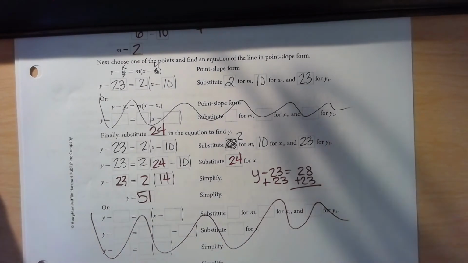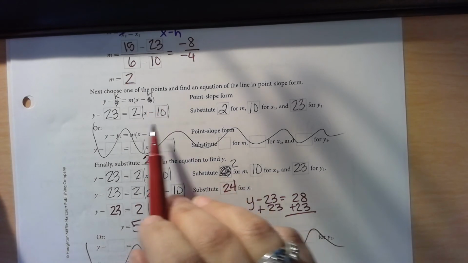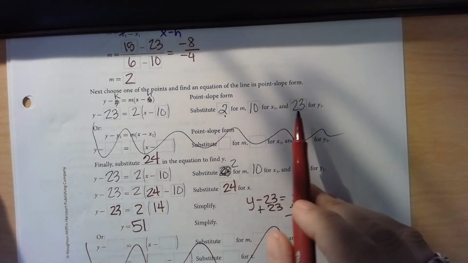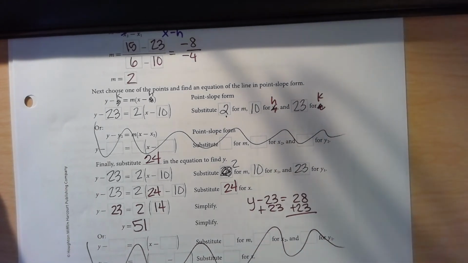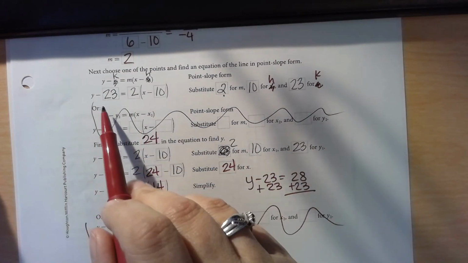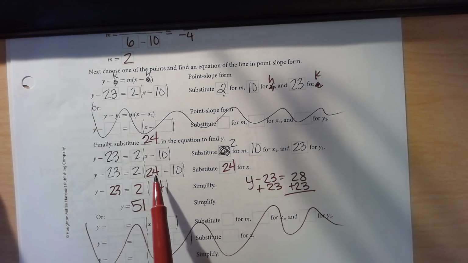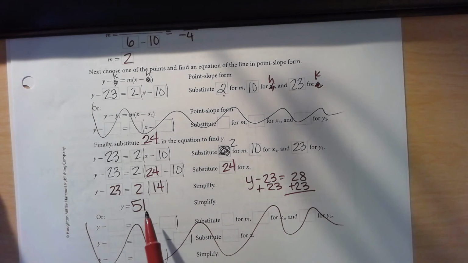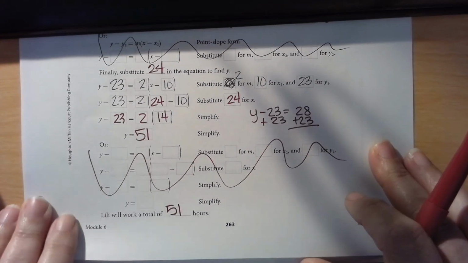Then we plug into y minus k equals m times x minus h, substituting our m that we found and the x, h and k that we found, since we labeled our points. Once you have that, that is your equation now. Now we can use that equation to plug in any x we want. Well, we want to know what the y is when x is 24. When we do that, we end up with y is 51. So Lily worked 51 hours.